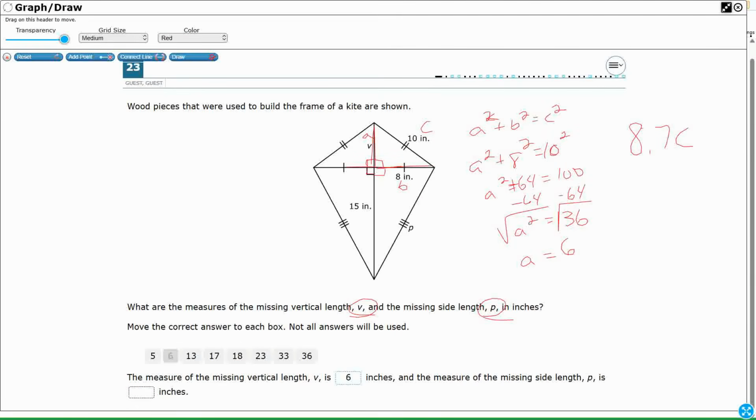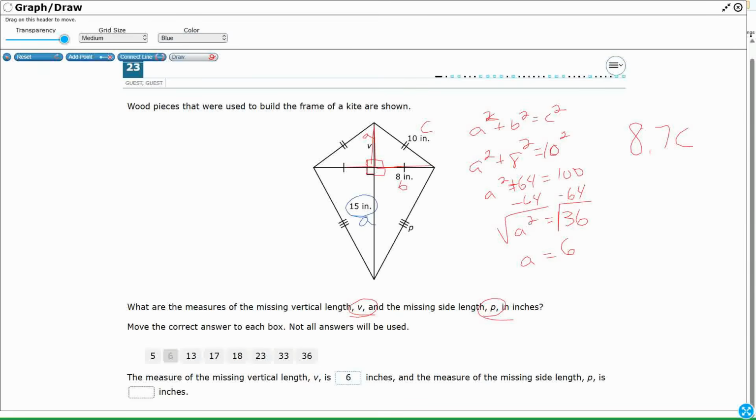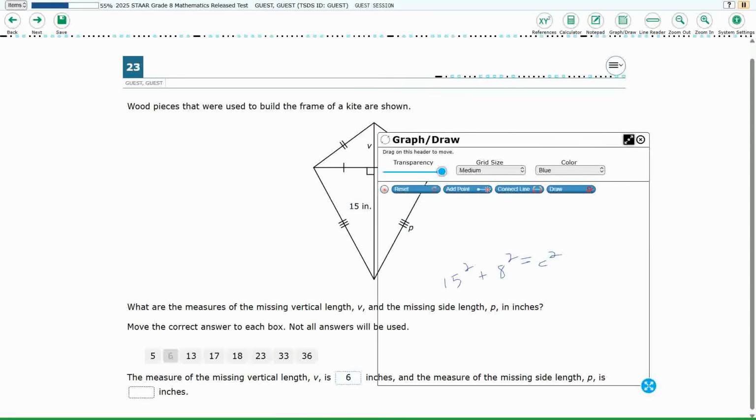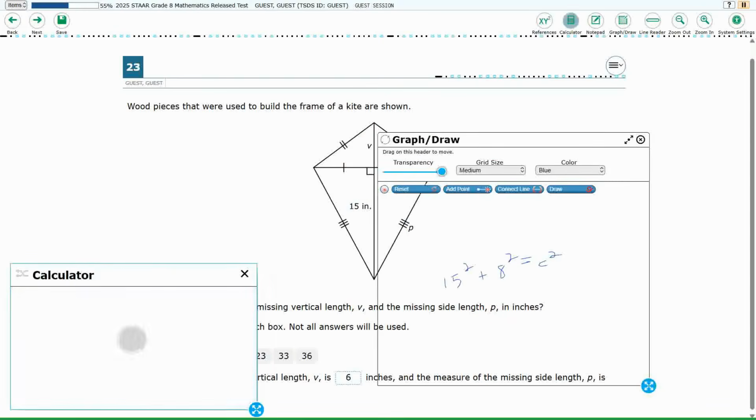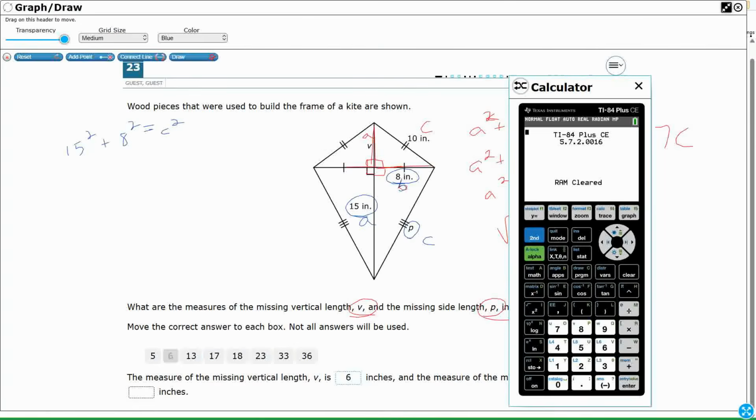We've got key here, and we need 8 and 15. All right, so we'll make this 15 our A. We can make that 8 our B again, and then this will be our C. So 15 squared plus 8 squared equals C squared. Let's go ahead and get our calculator out on this. And let's see what we have here.